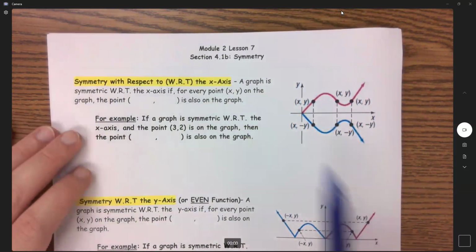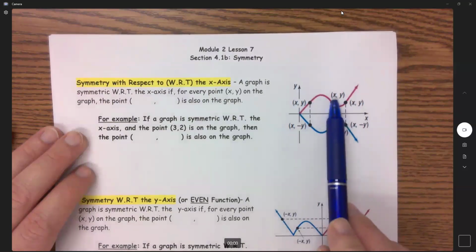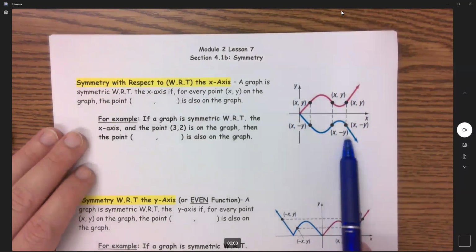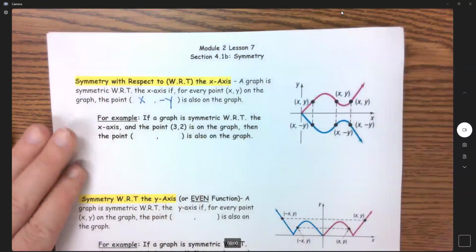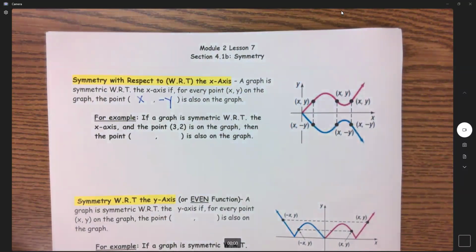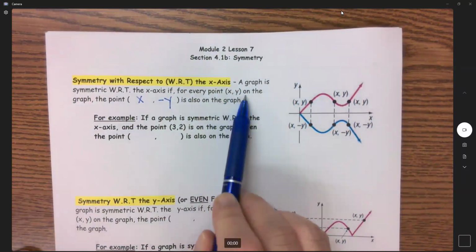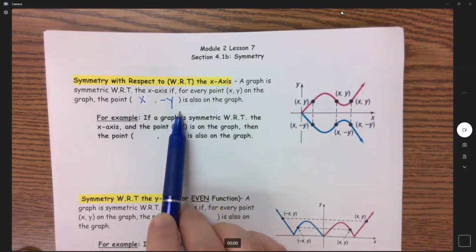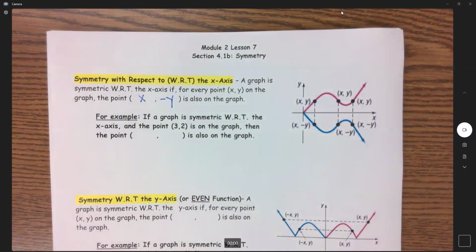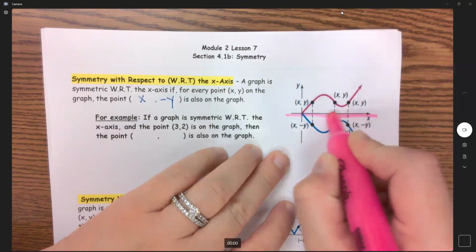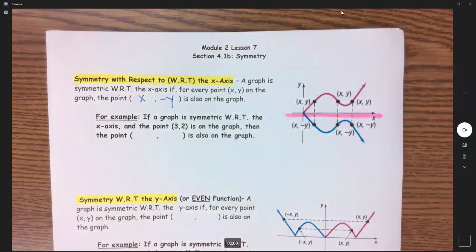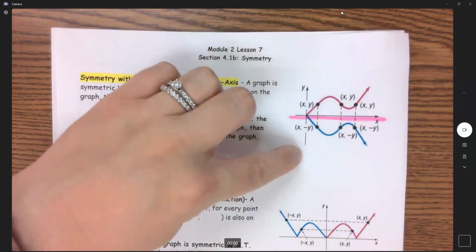on the graph, and you can see over here, if we have the point xy on the graph, then we also have the point x negative y on the graph. Now, while this is technically our definition, that for every point xy, we have a point x comma negative y, if we just look at our graph, we can visually see if this is symmetric with respect to the x-axis. So here, if this is my line right here for my x-axis, you can see here that the top of this mirrors the bottom half.